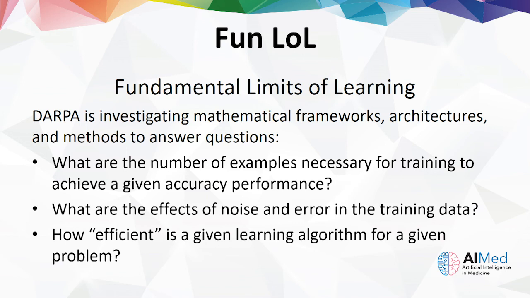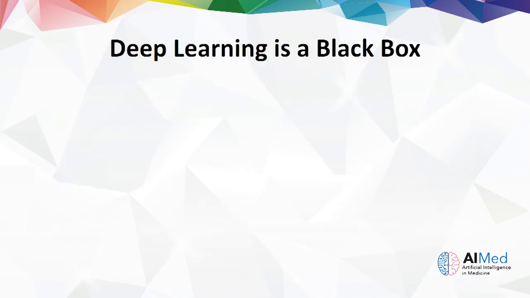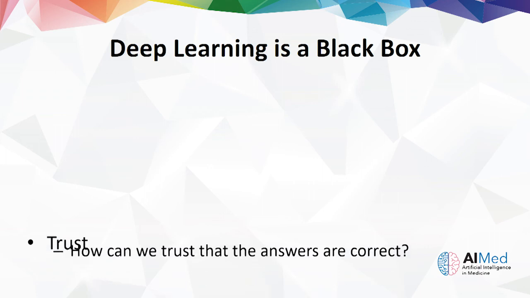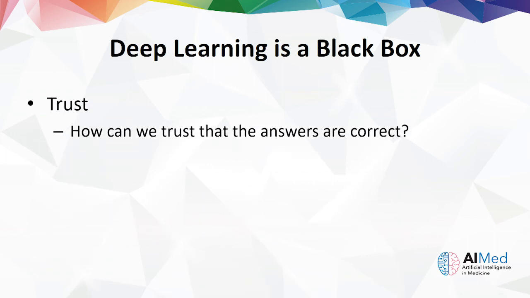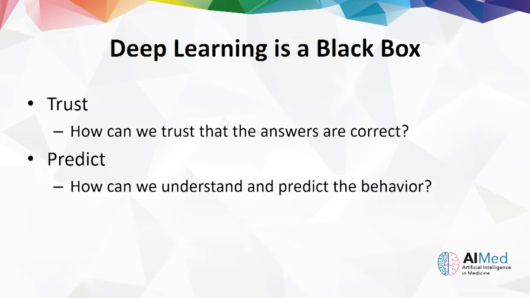Abandoning the theoretical foundational approach, a lot of people have been successful with empirical approaches. The big problem that everybody's been talking about is this black box idea. Deep learning is a black box, and the result of that is that we have trust issues. How can we trust that the answers are correct if we don't know how the system works? But there are other problems as well. How can we predict the behavior? How can we predict how it's going to react in a new situation?